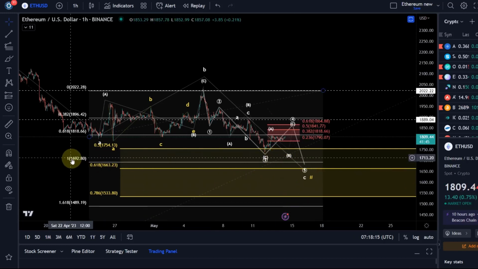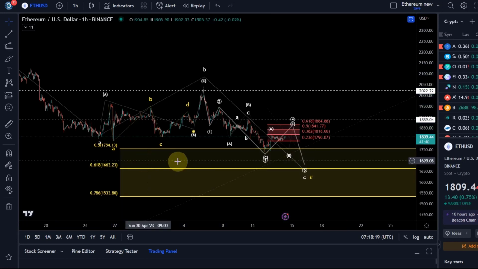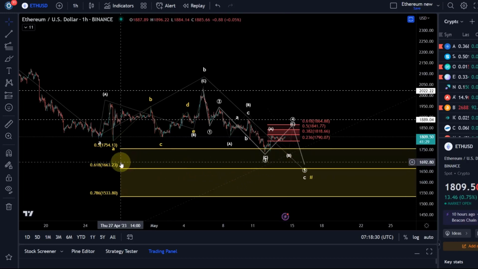Cannot rule out lower at this stage, but that is certainly the next area to watch when Ethereum comes down again, if it comes down again, which currently we have to assume because we haven't broken above resistance yet. So we would look at the area around 1660, 1690.